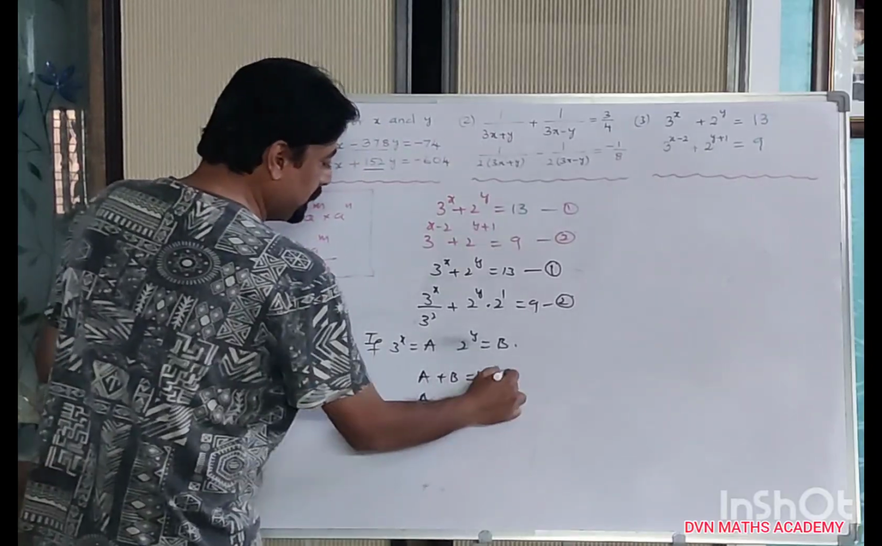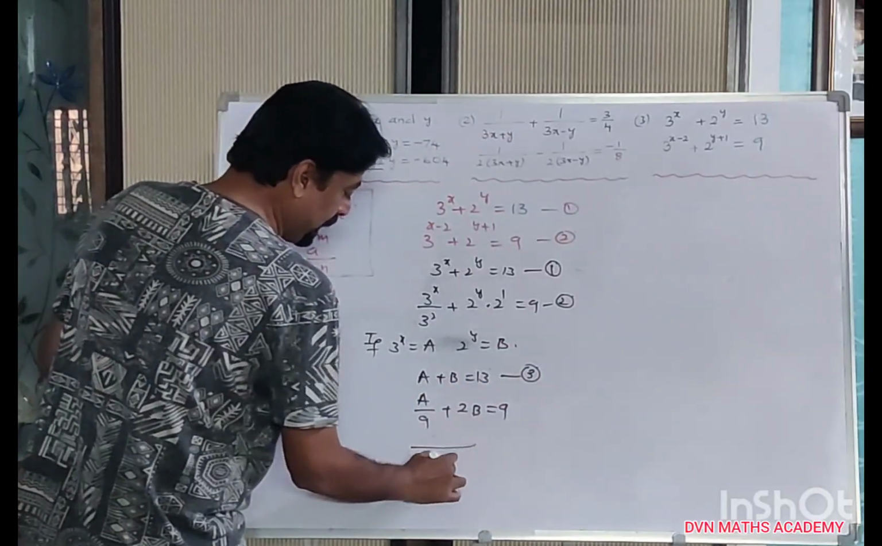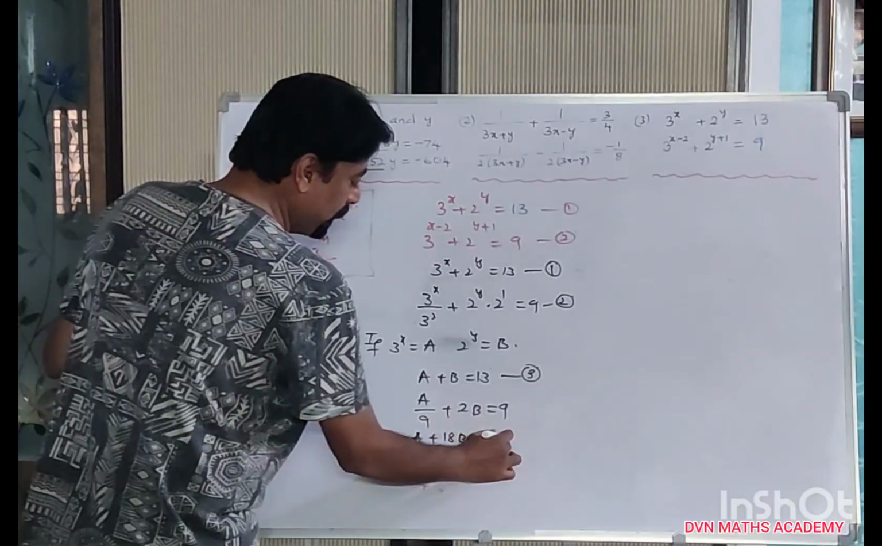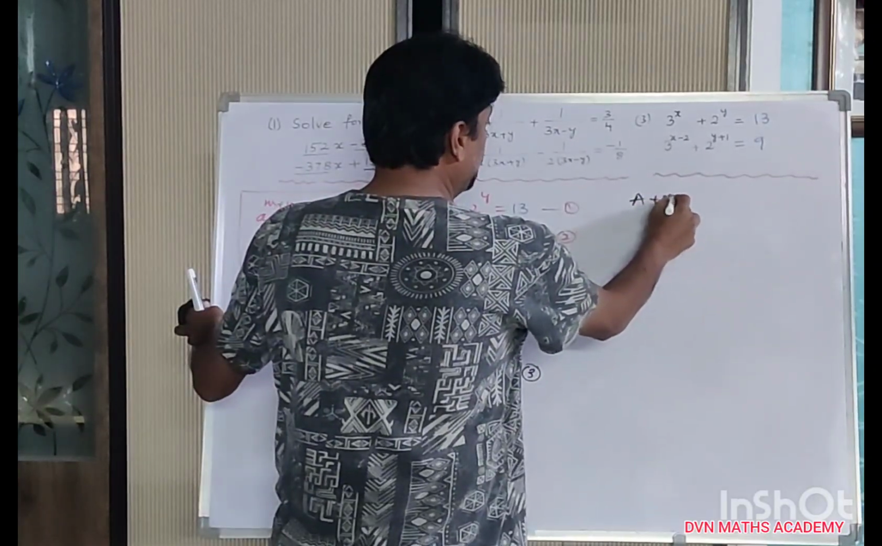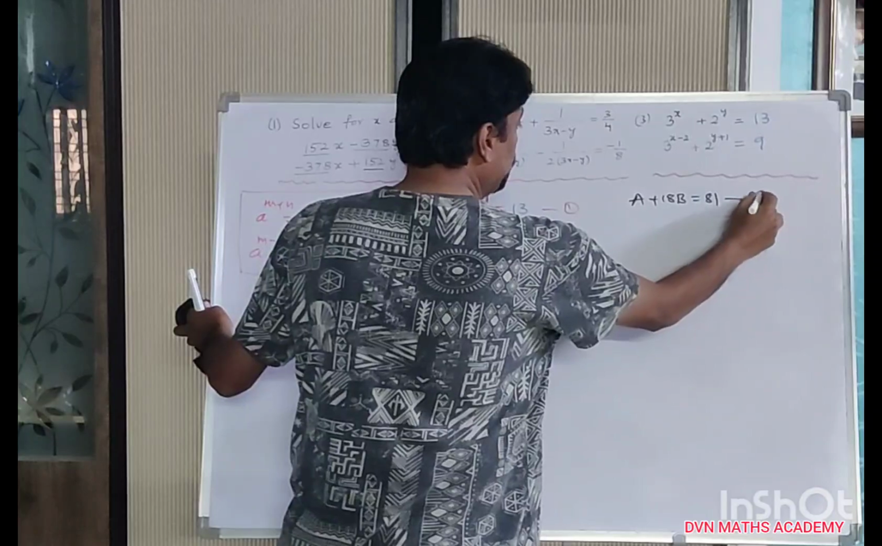So this is the third equation, and this is again, if I take the LCM, a plus 18b is equal to 9. So this becomes a plus 18b is equal to 81. So this is my fourth equation.